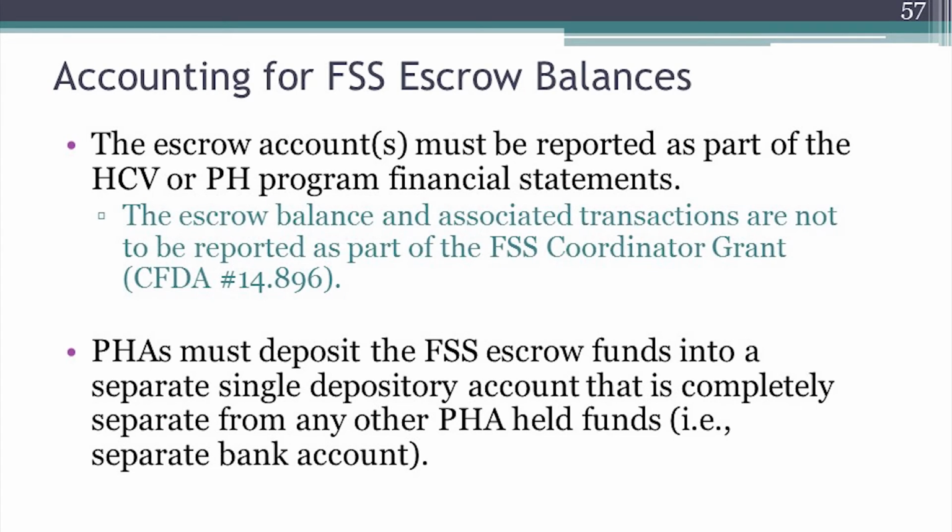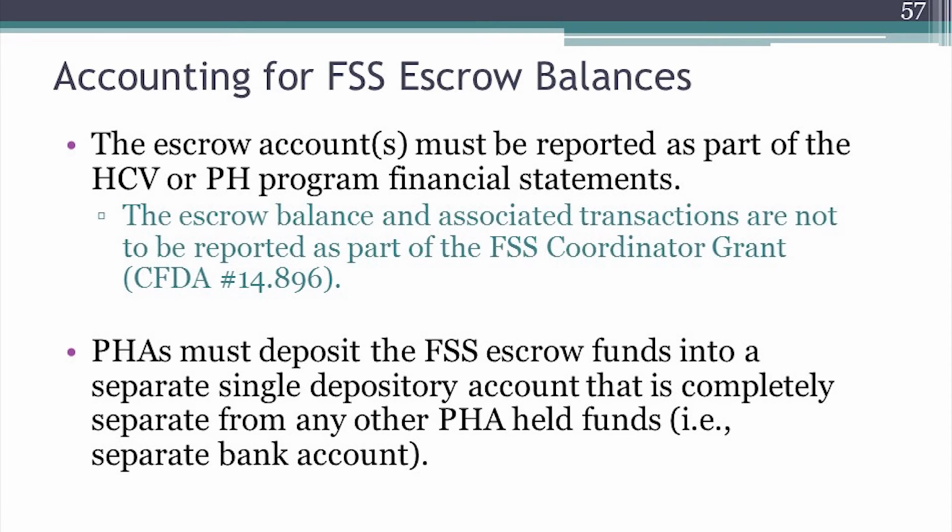The escrow balance itself should never be reported in the FSS Coordinator Grant. The FSS Coordinator Grant specifically is grant funding that's used for salary and benefits of the coordinators. And there's a Catalog of Federal Domestic Assistance number, 14.896. 14.896, that's wrong. The escrow itself needs to be reported in the HCV program or the public housing program.